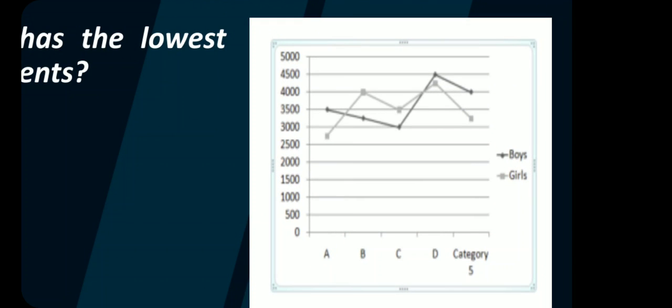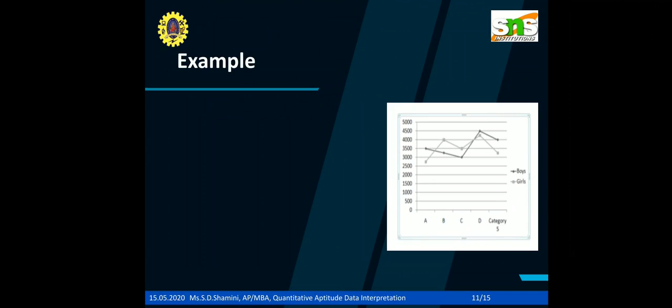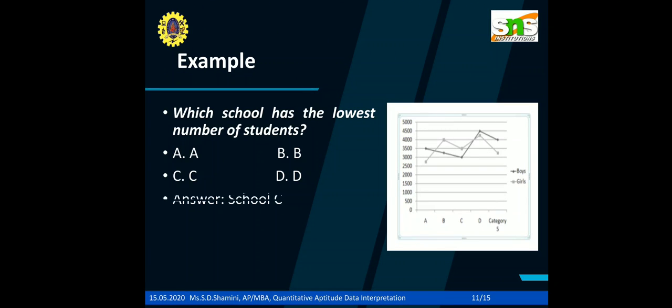lowest number of students. School A has around 2,750 plus 3,500, around 6,000. And school C has 3,500 plus 6,500 exactly. And school B is 4,000 plus 3,250, so 7,250. And the others are higher, D and E are higher, so we'll choose option C. So C is the correct option. School C has the lowest number of students in this example.